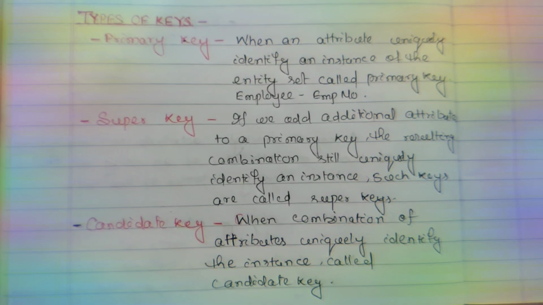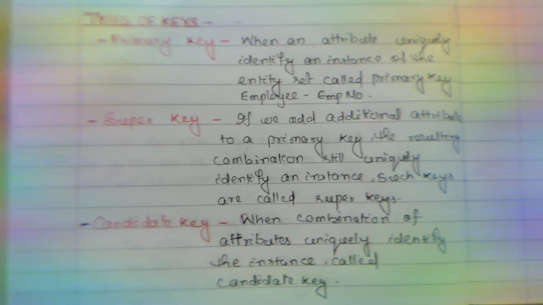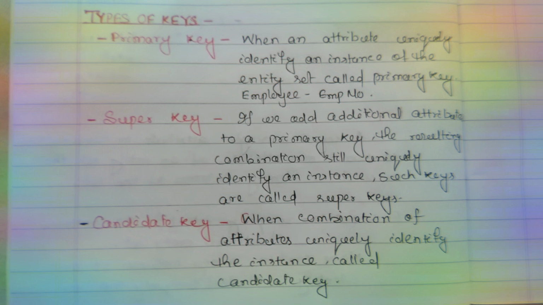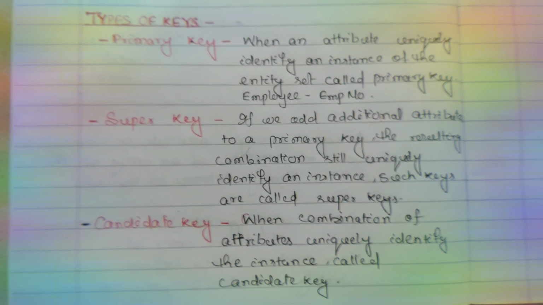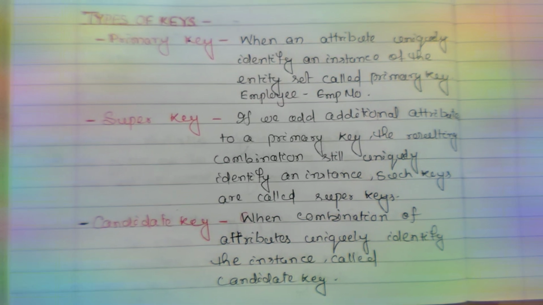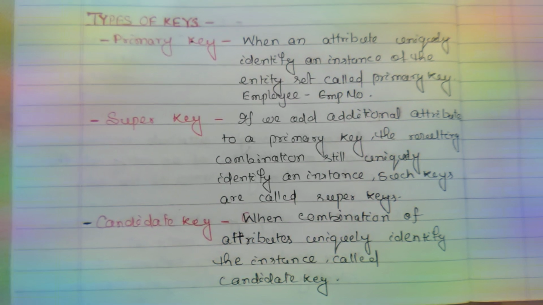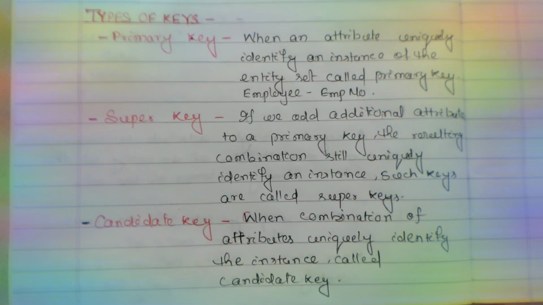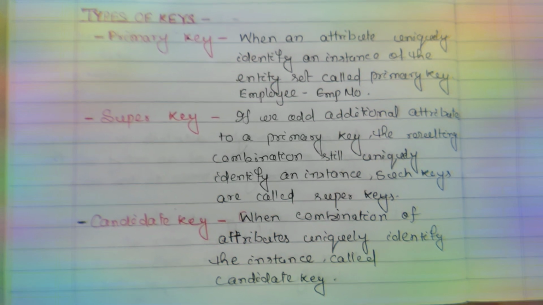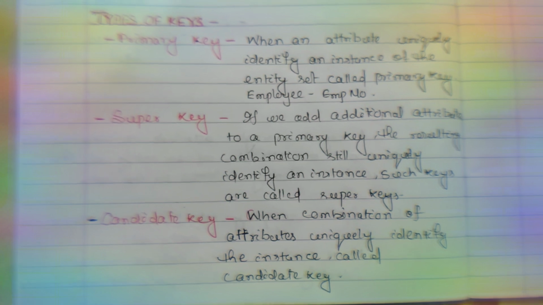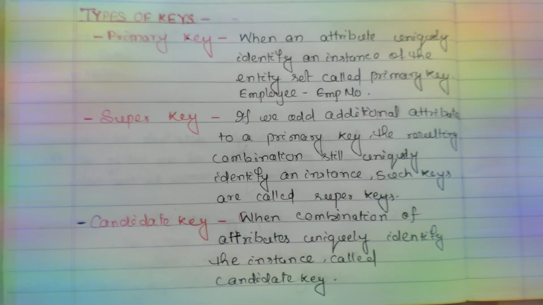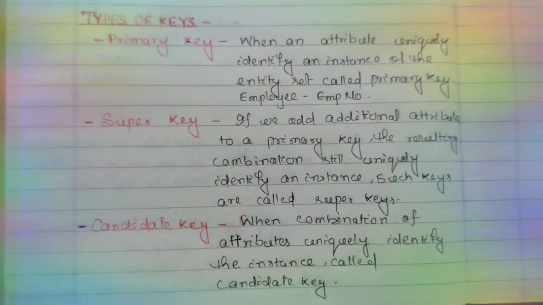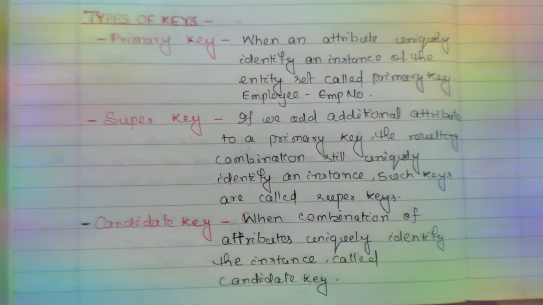So first is primary key. So what is primary key? Primary key is the simple key, like employee number or roll number of a student. So these are the attributes which we can take as key, which will uniquely identify the particular instance or object. In that case, that is called primary key. Okay, so that key is primary key.